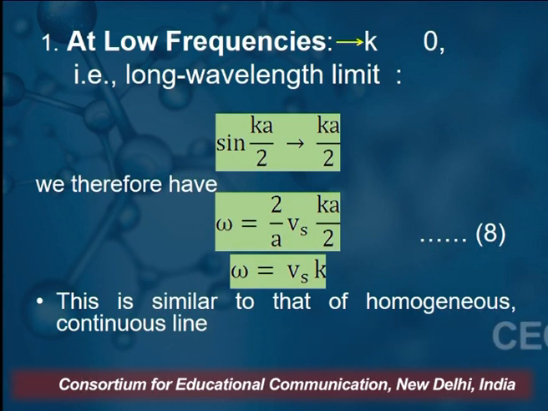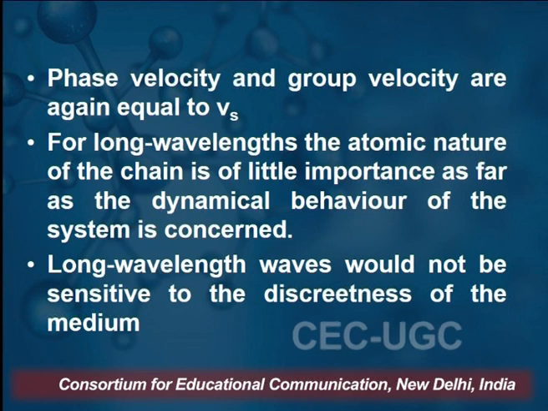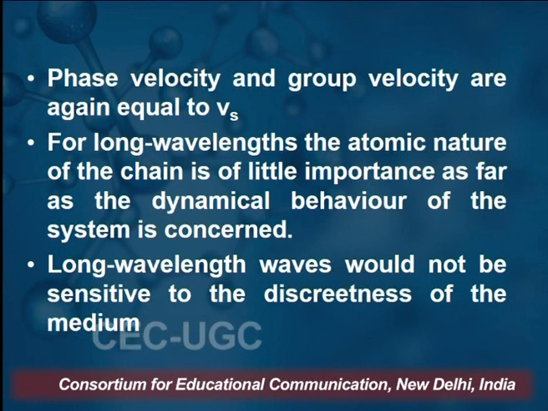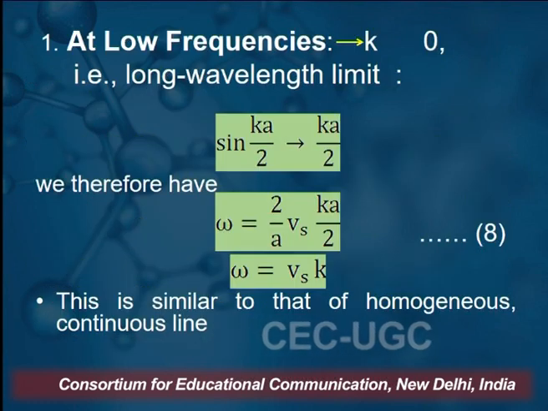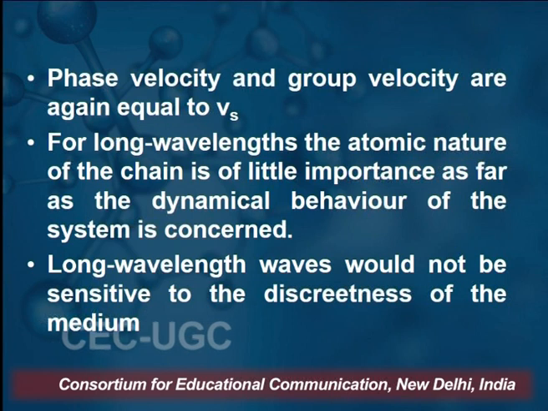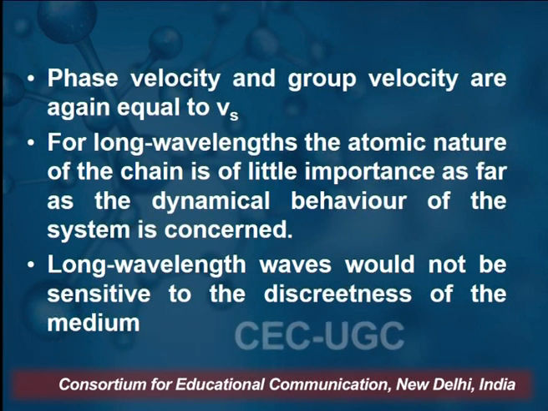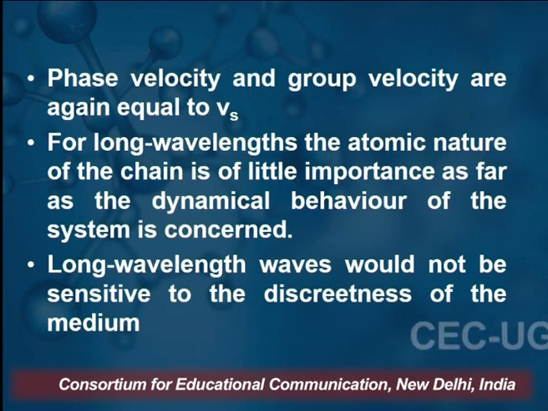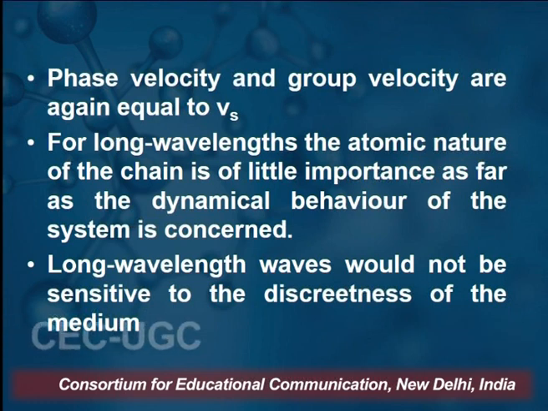This is the same as that of the homogeneous continuous line. This shows that in this case again the phase velocity is given by Vp equal to omega by k, and the group velocity Vg is d omega by dk. Both of them are constants and equal to Vs. In this case again the phase velocity and the group velocity are equal, and equal to Vs.